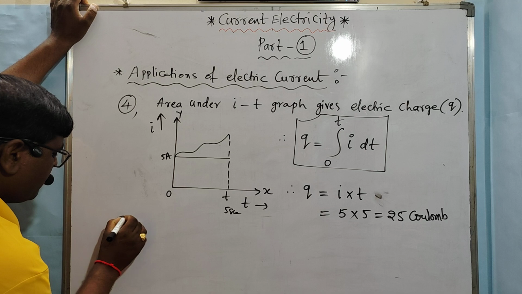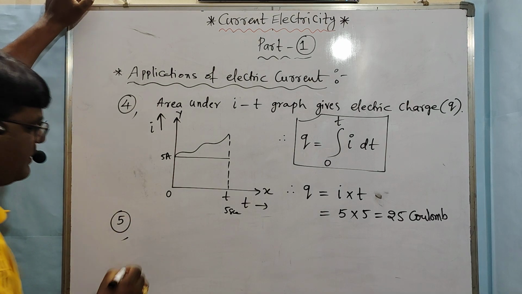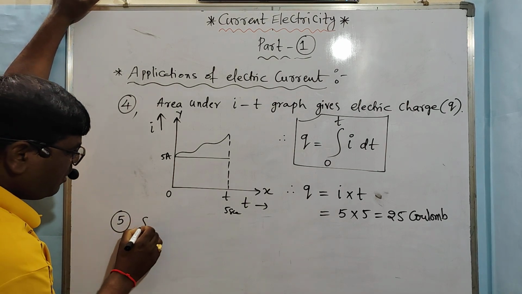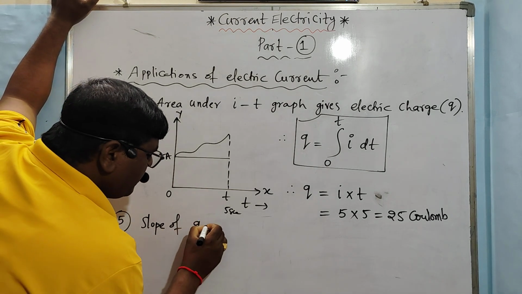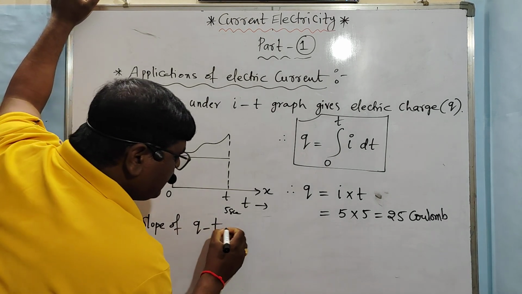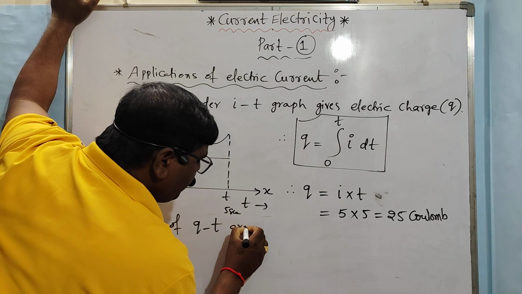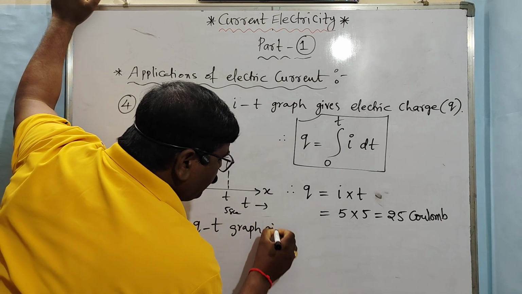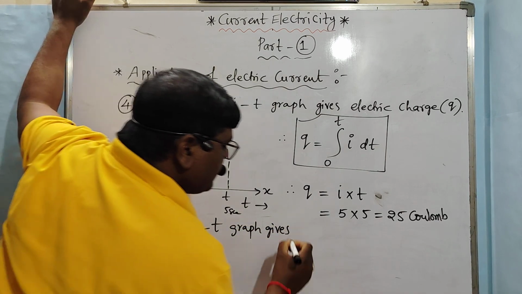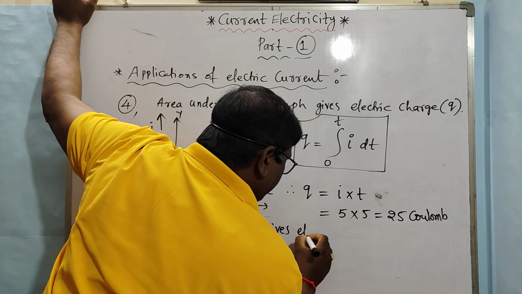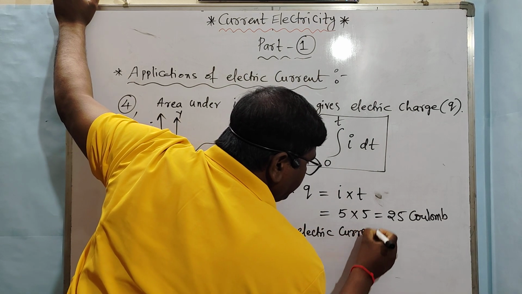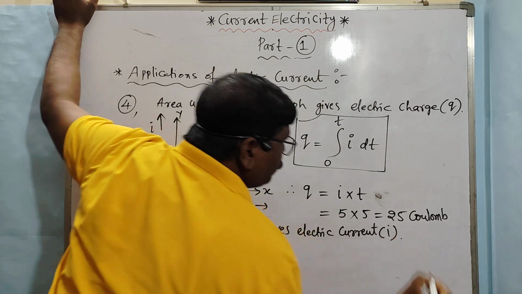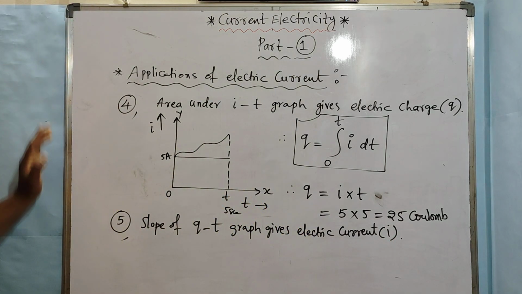Another, that is the fifth application: the slope of the Q-T graph gives electric current, that is I. So what is the meaning here?